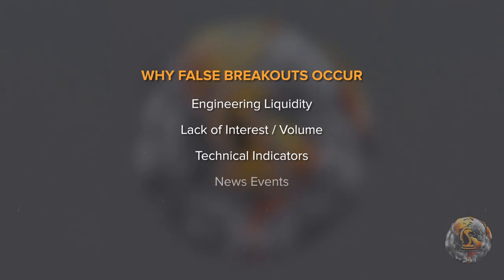Fourth way would be news events. News events can trigger false breakouts, and they're often used in combination with the first point, engineering liquidity, by insiders and smart money. So people who know about the news first, in the days or weeks before, will move price up to a key level. Let's imagine it's an uptrend. They'll move it up to a key resistance.